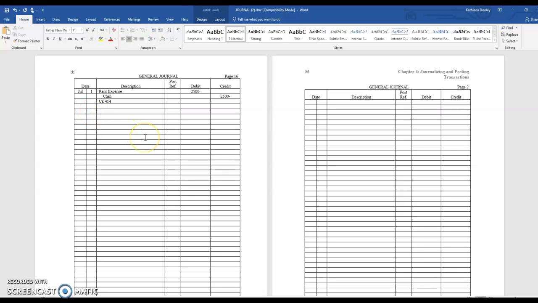Now, we can ask ourselves, does this include anything that has to be posted right now? Anything that goes in a subsidiary ledger? Well, no. This is the rent expense and the cash, which are both in the general ledger. Neither one is a vendor or a customer. So I can wait and post this later if I want to. Otherwise, I can go ahead and post it now.